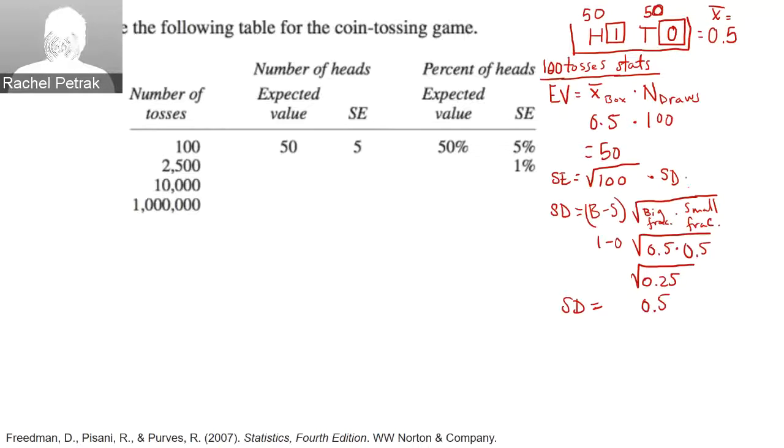So the square root of 100 times our standard deviation, which is 0.5, so our standard error is 5. See how we got those? Now we can apply the same idea to looking at 2,500 tosses.